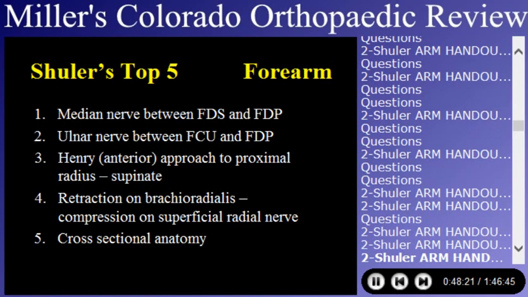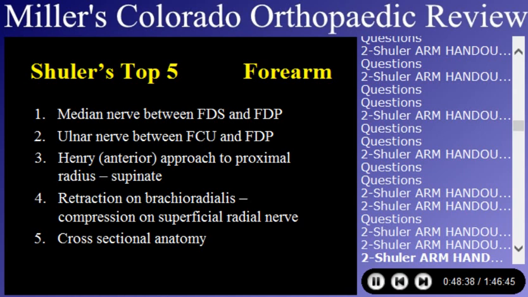Top 5: median nerve is between the FDS and FDP. Ulnar nerve between FCU and FDP. Anterior approach to the proximal radius, you supinate. Kocher approach, you pronate. Retraction on brachioradialis, don't forget, compression of superficial radial nerve, and know your cross-sectional anatomy.